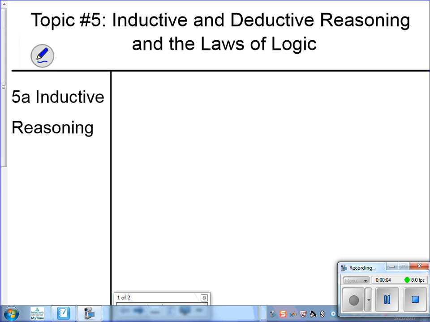We're going to study today topic number 5. It's our second topic of Unit 2. We're going to be investigating inductive and deductive reasoning and laws of logic.